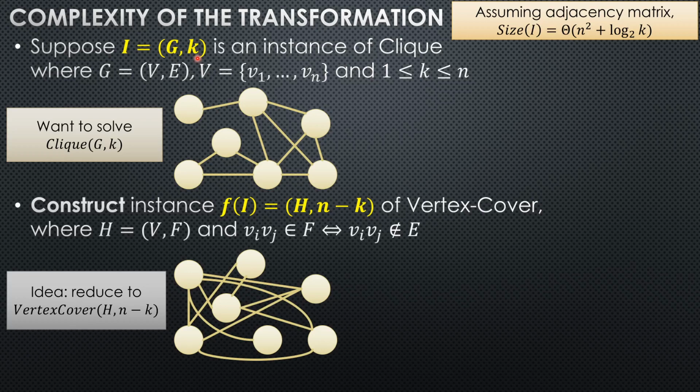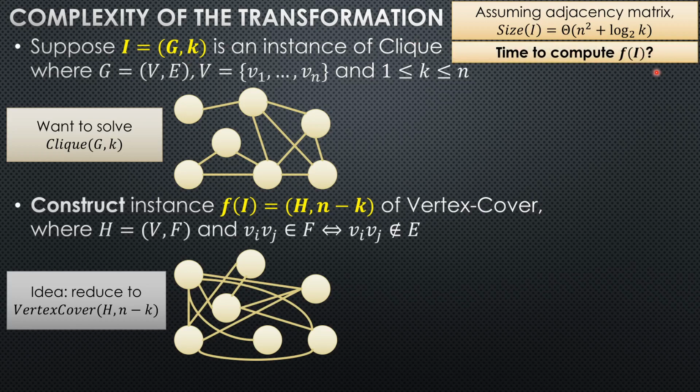Let's just go with that, and again, I'll leave it as an exercise to argue to yourself that whether I made that bit complexity assumption or that unit cost assumption, I'd still be able to prove that the complexity of this transformation is polynomial in the input size. Okay, so let's just go with this. The size is going to be theta of n squared plus log k. Now we have a size.